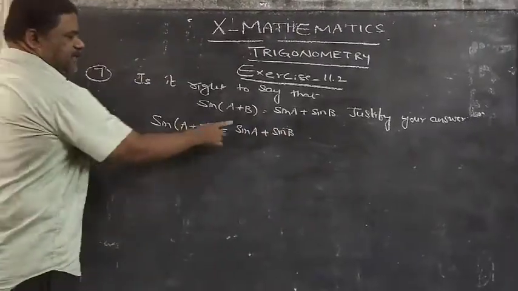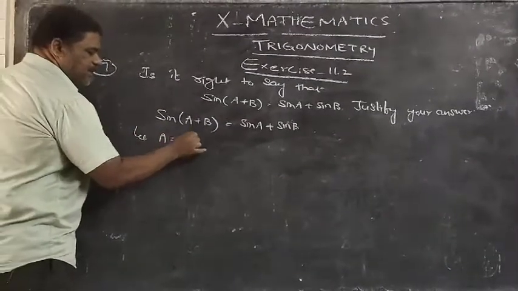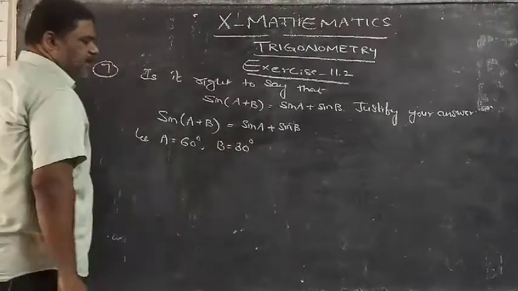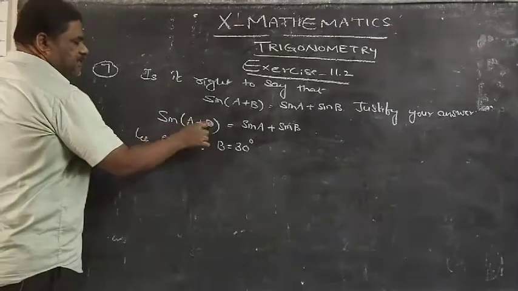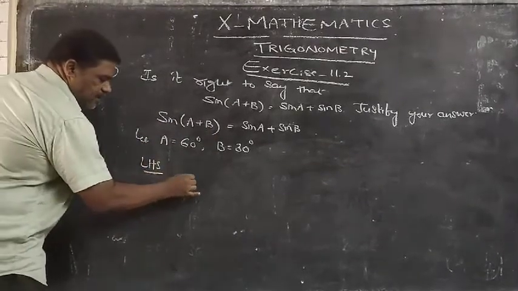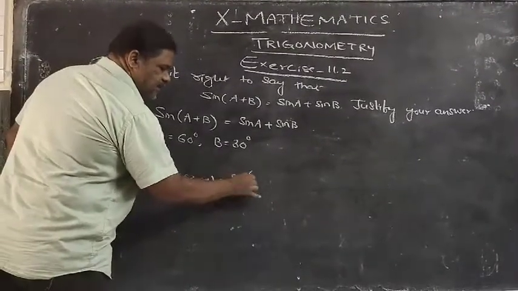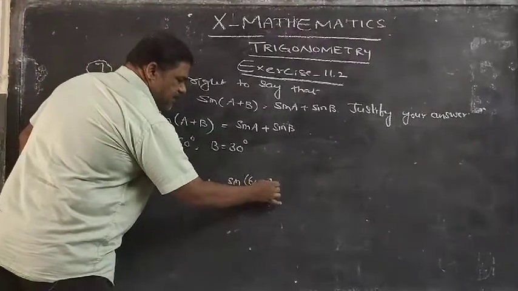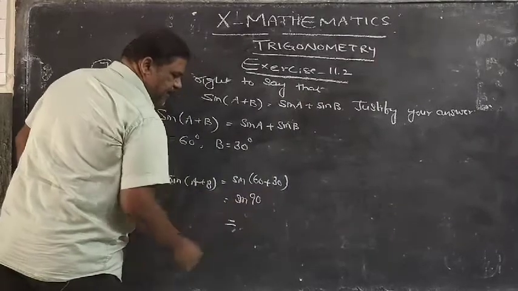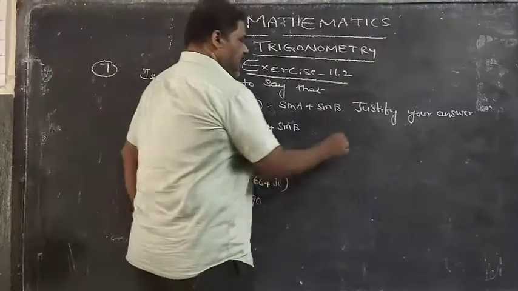To check whether these two are equal or not, let us take A is equal to 60 degrees and B is equal to 30 degrees. Let us take two examples for A and B. A is 60 degrees, B is 30 degrees. Take LHS. Sin A plus B, that is sin 60 plus 30. Sin 60 plus 30 is sin 90. Sin 90 is 1.